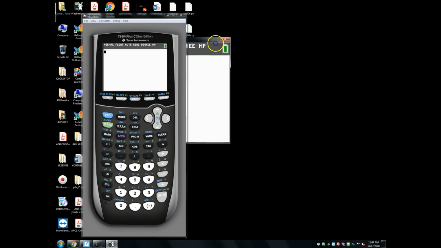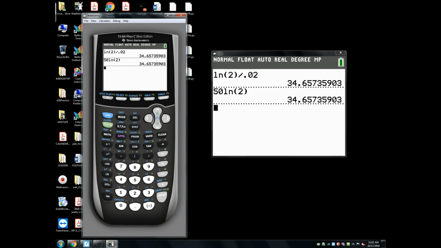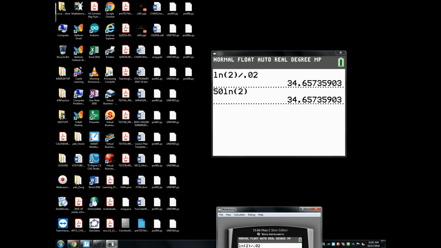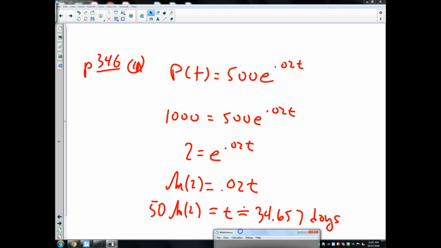So what we wanted to do was figure out what is ln of 2 divided by 0.02, or 50 times the ln of 2. Same thing, right? So 34.657-ish if you're rounding to 3 places, days. So go back to here, and, well, I wrote it. There it is. Good. Then part B is, okay, how long does it take to get 2,000 bugs?